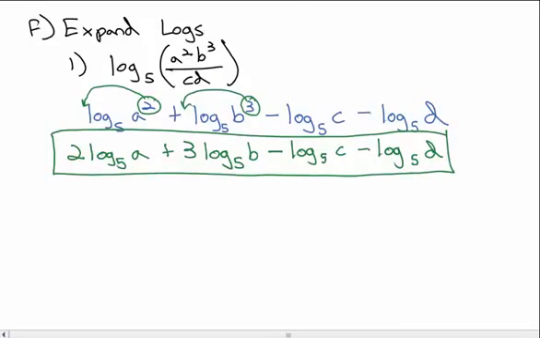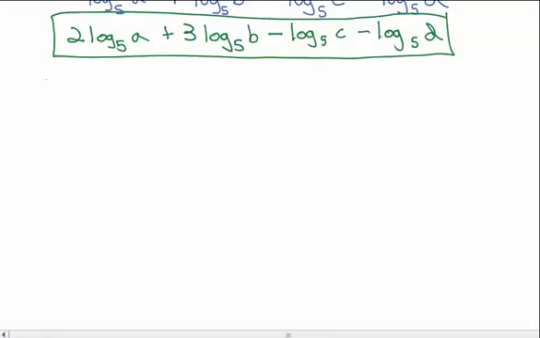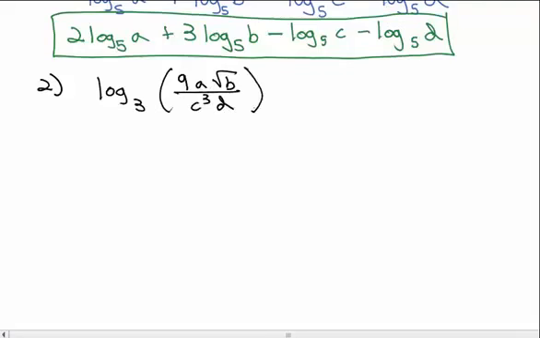And we have our expanded logarithm. Let's do one more example where we're expanding. Let's expand log base 3 of 9a square root of b over c cubed d. Again, each factor gets its own logs. Positive logs mean numerators. Negative logs, like negative exponents, mean denominators.